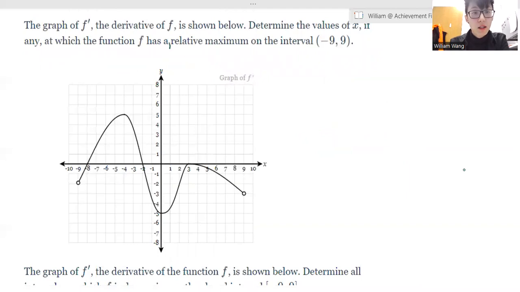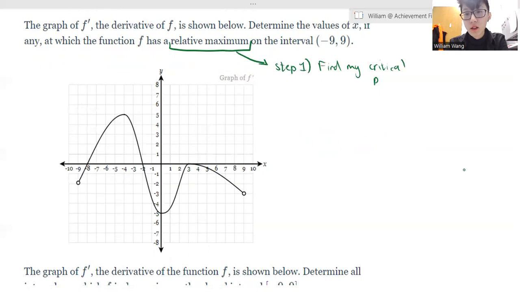Next part is if they ask for a relative maximum. Well, there's sort of two steps to this, right? First step, if you remember our algebra work, right? Step one is I'm going to find my critical points again, right? Because these are potential locations for maximums and minimums. Right, so my critical points would be when my derivative, again, is equal to 0 or undefined. I'm going to just say 0 right now.